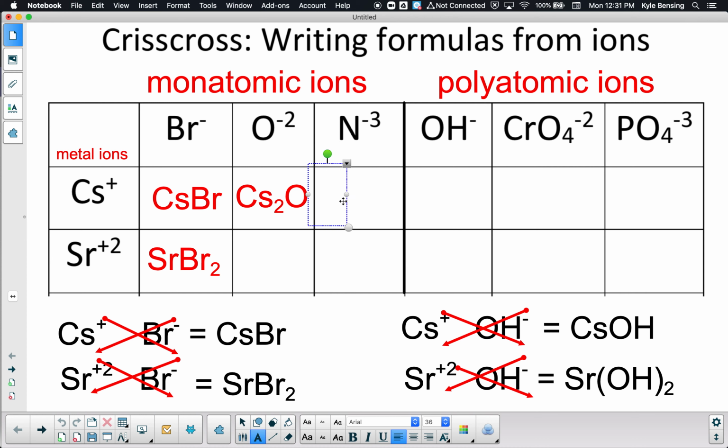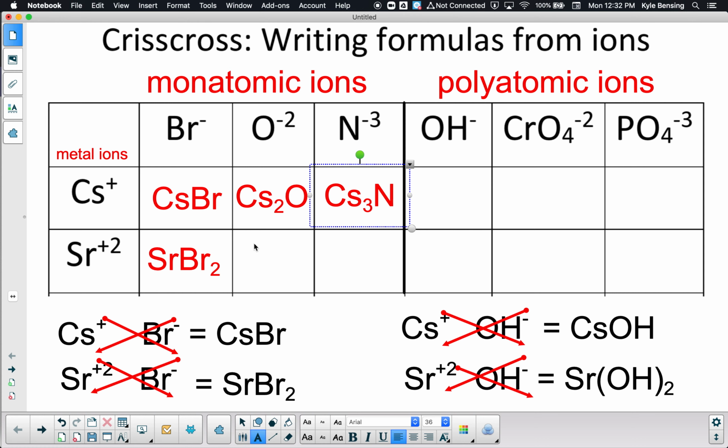The next one is cesium and nitrogen. Now, nitrogen has a -3. Cesium still has a +1. So we're going to do capital C, S, and then instead of nothing here, or instead of a 2, this is going to be a 3. So we go subscript 3, turn that off, and then I go back to N, like that. Notice that the +1 for cesium doesn't show up down here because we don't write ones.